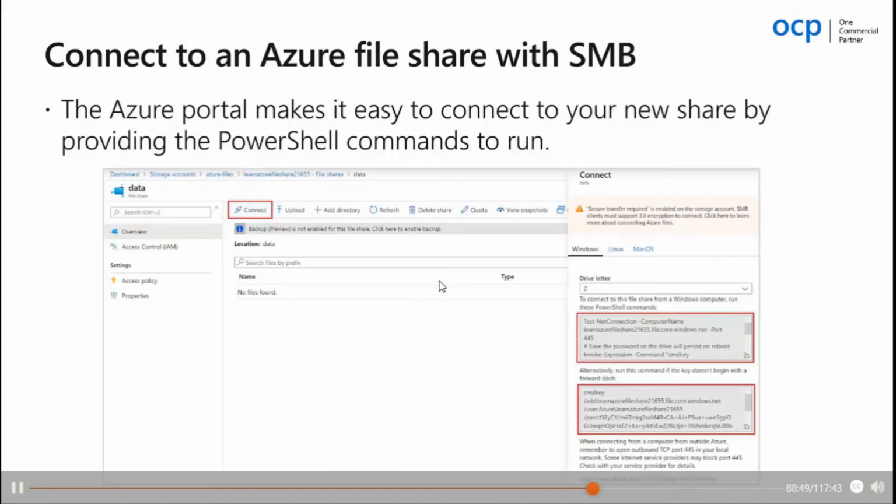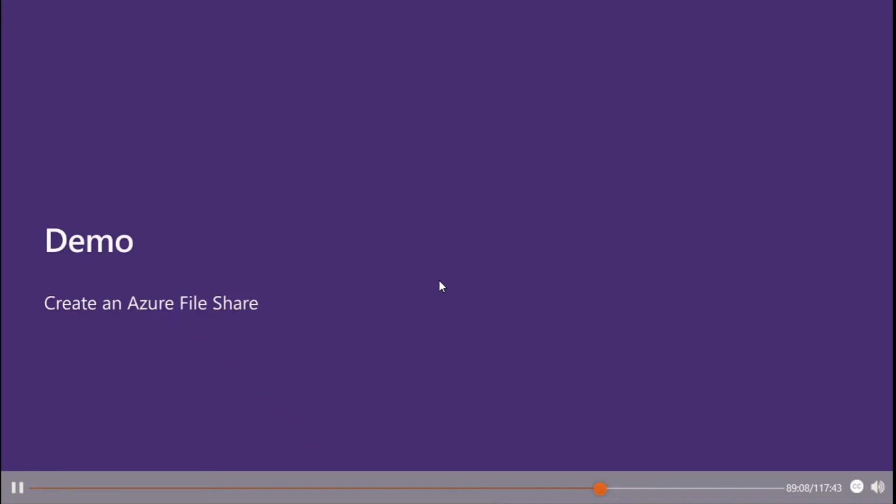Another option is to connect to the Azure file shares. I don't need a file sync like I was telling you. I can just do this directly. So I create a file share and I can just hit connect, and you can see there, they even give you the commands to execute. Let's do a demo. Let's create an Azure file share and see how we can easily do this.